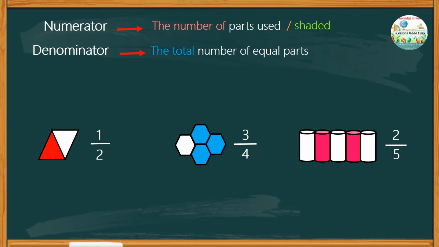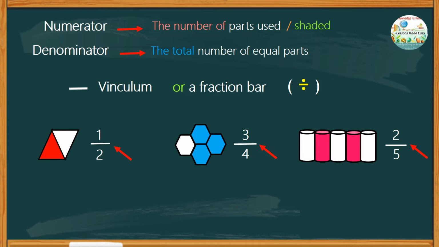But what do you call the line between these 2 numbers? Does it even mean something? This line is called a vinculum or a fraction bar. In a fraction, the bar means division. In other words, 1/2 is the same as 1 divided by 2. 3/4 means 3 divided by 4. And 2/5 is the same as 2 divided by 5.